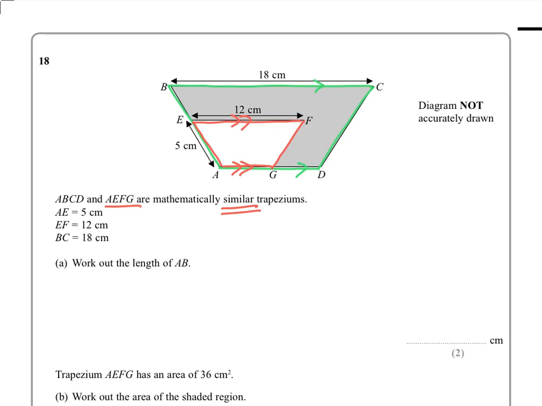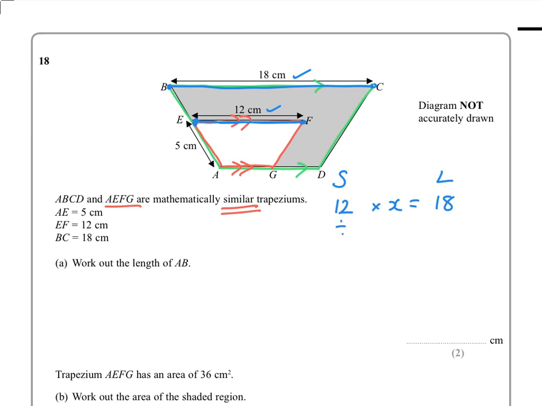So what that means is one is a scale factor enlargement of the other. So we have to look at corresponding sides here. Now I can see that this length here would correspond to this length here. And we're given the dimensions here as 12 and 18. So we can say that 12 in the smaller one is times by something to give 18 in the larger one.